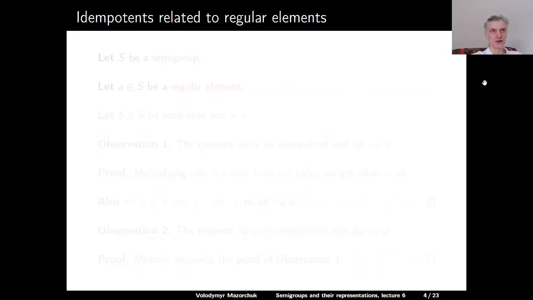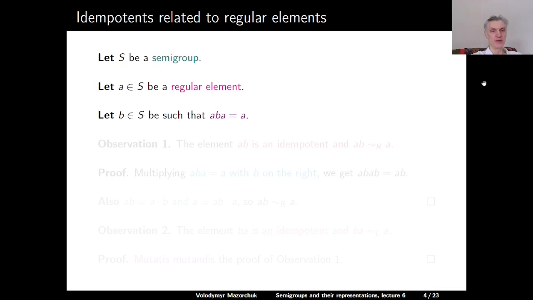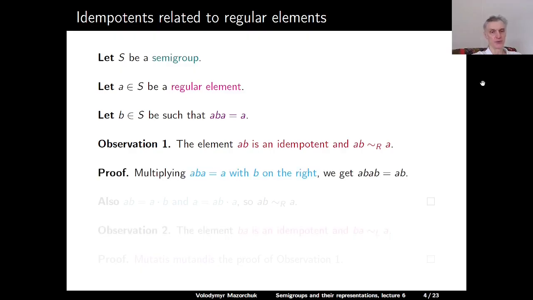Next, let us look at more structure which is given if we have regular elements in the semigroup. So let S be a semigroup and let A be a regular element in S. Let B be some element in S such that ABA is equal to A. Our first observation is that the element AB is an idempotent, which is right equivalent to A. Proof: if we multiply the identity ABA equals A with B on the right, we get ABAB is equal to AB. So AB is indeed an idempotent. Also, AB is equal to A times B, and A is equal to AB times A, which means that AB and A are right equivalent.